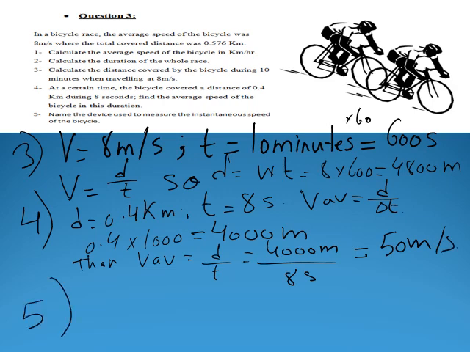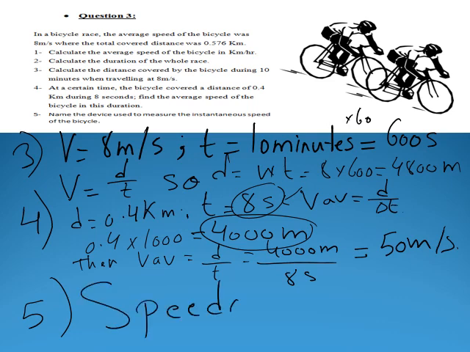You have to be careful for these units, okay? You have to use meter and seconds, or either kilometer and hour, so the time should be converted into hour. Name the device used to measure the instantaneous velocity or speed of the bicycle. This is called the speedometer.